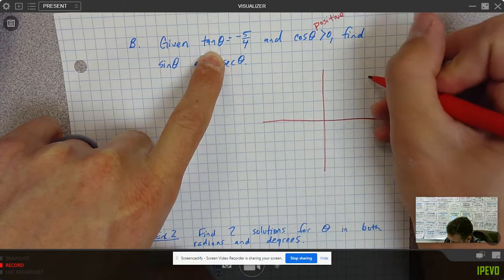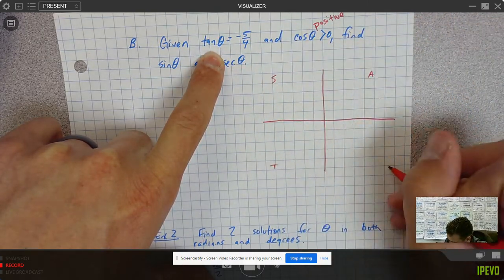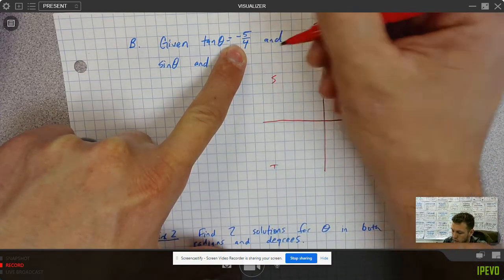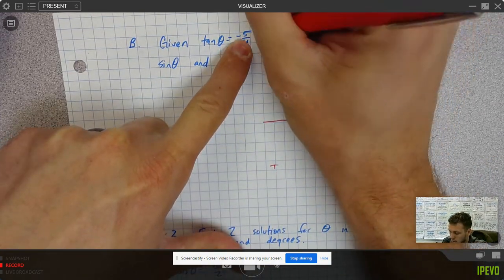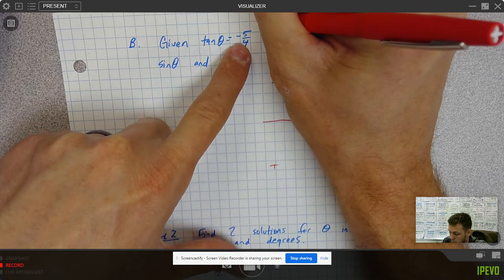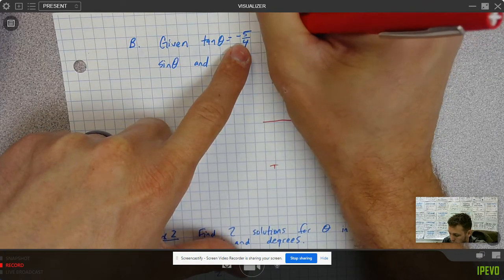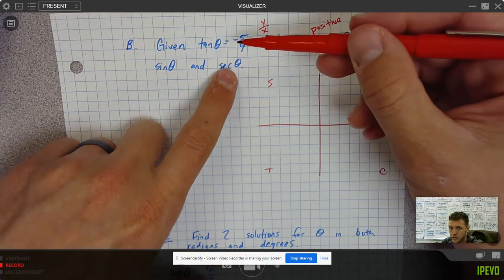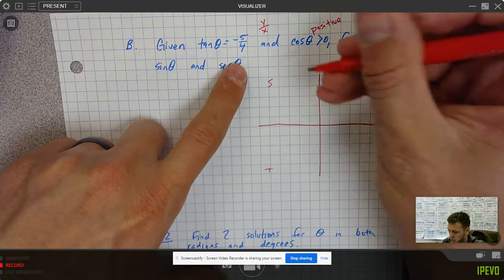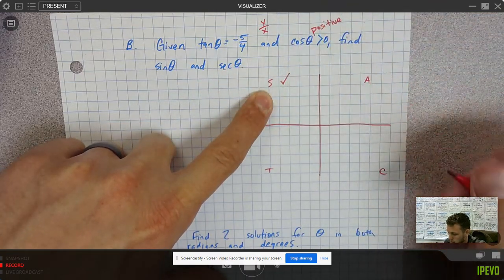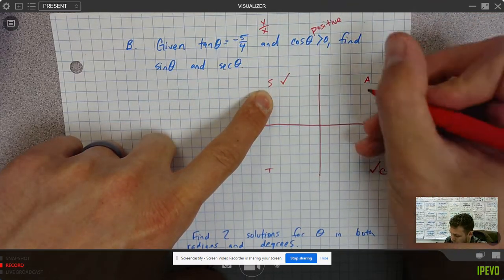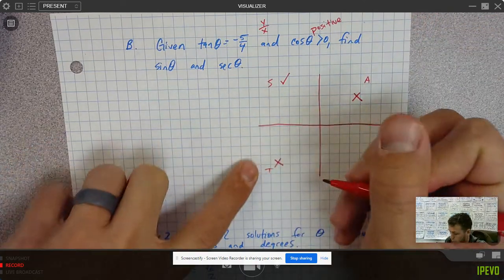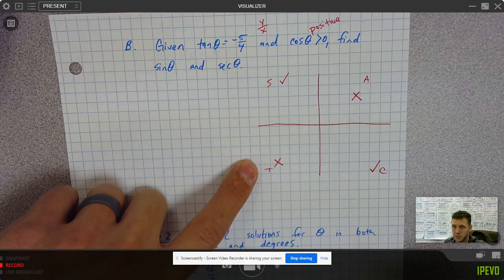We know that tangent of theta is the y divided by the x. Well, there are 2 quadrants where tangent could potentially be negative. It could be negative here, and it could be negative here. It's not going to be in quadrant 1 or 3 because those have to be positive. So we have to take into consideration, it could be here, it could be here. And that's why this information right here is necessary.